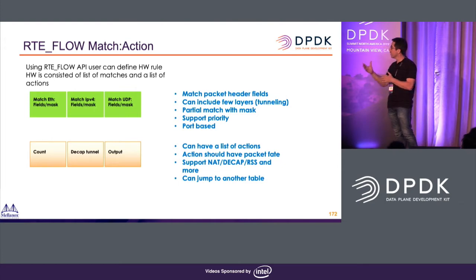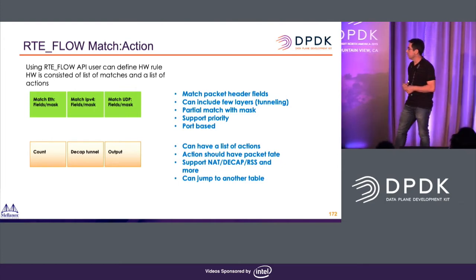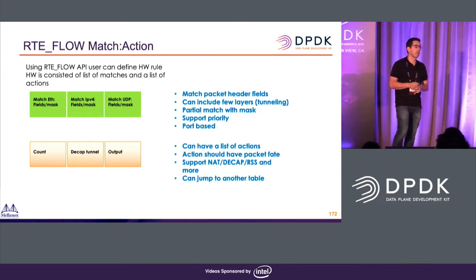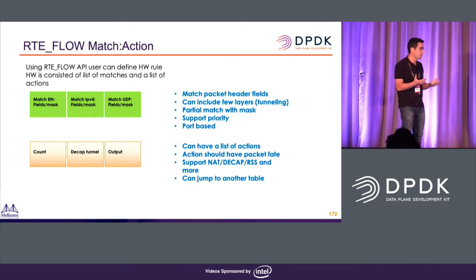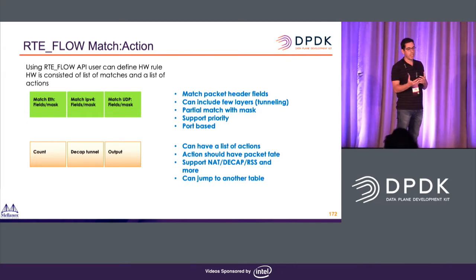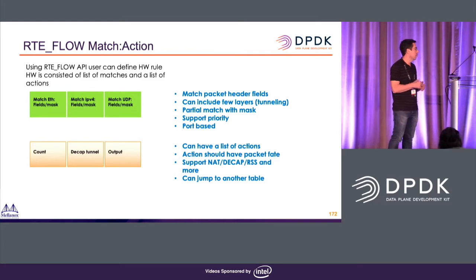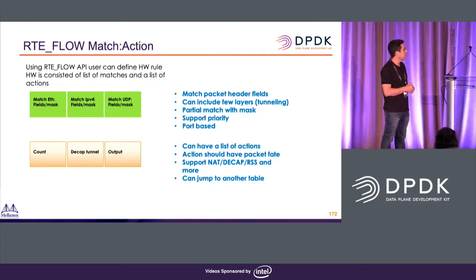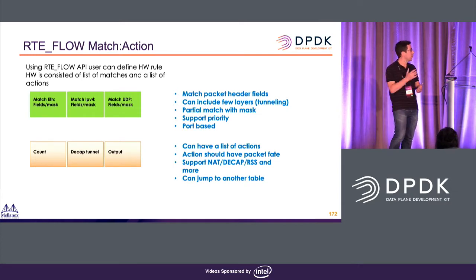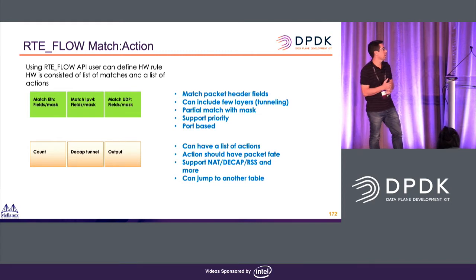The next layer will be the IP, it could be IPv4 or IPv6. You can match on the IP fields. Usually it will be source IP and destination IP, but other fields can be matched as well. And the next layer will be the transport, UDP or TCP. Again, you can match on the header: the source port and destination port, the TCP flags, and so on.